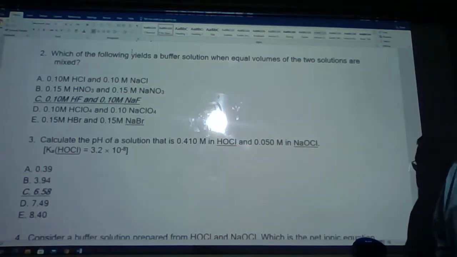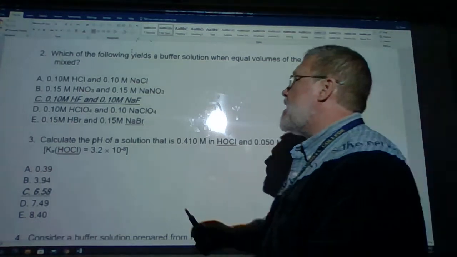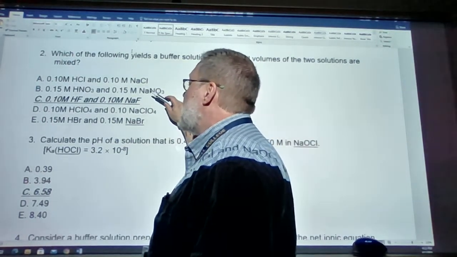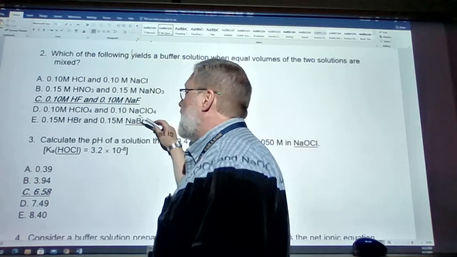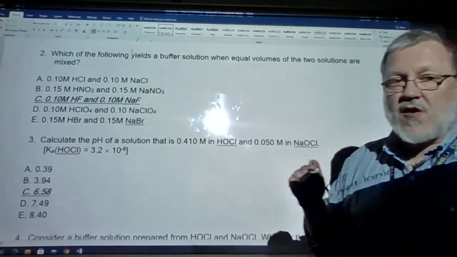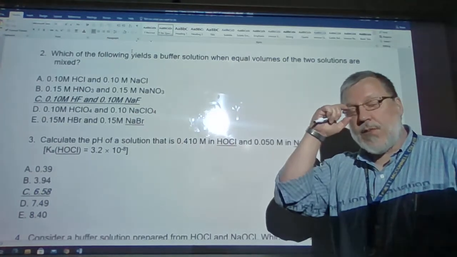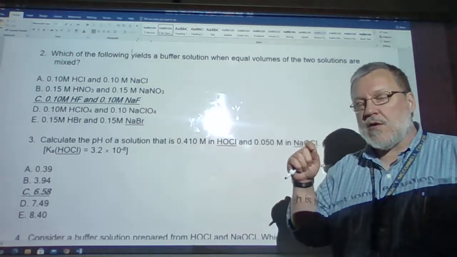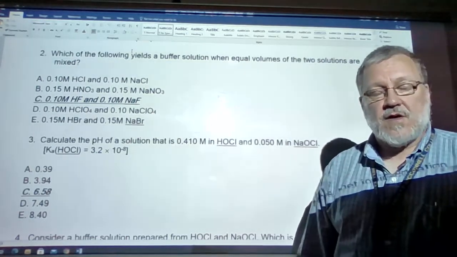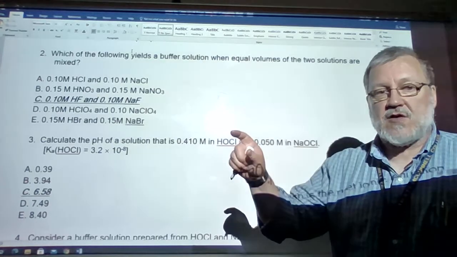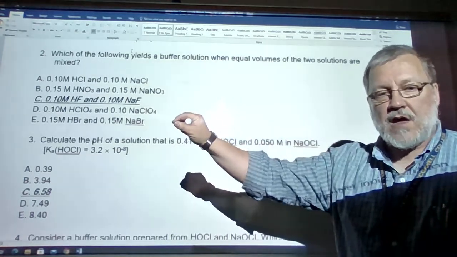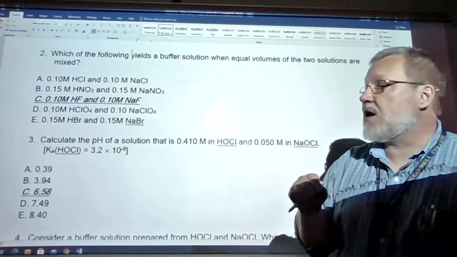Well, what kind of acids are HCl, HNO3? HCl is a strong acid. B, HNO3 is a strong acid. C, HClO4 is a strong acid. E is HBr. Strong acids do not make buffers. Buffers require equilibrium processes. When the HCl dissolves and ionizes, it doesn't go back. There is no equilibrium. The arrow only goes one way. So it cannot be a strong acid to make up a buffer.